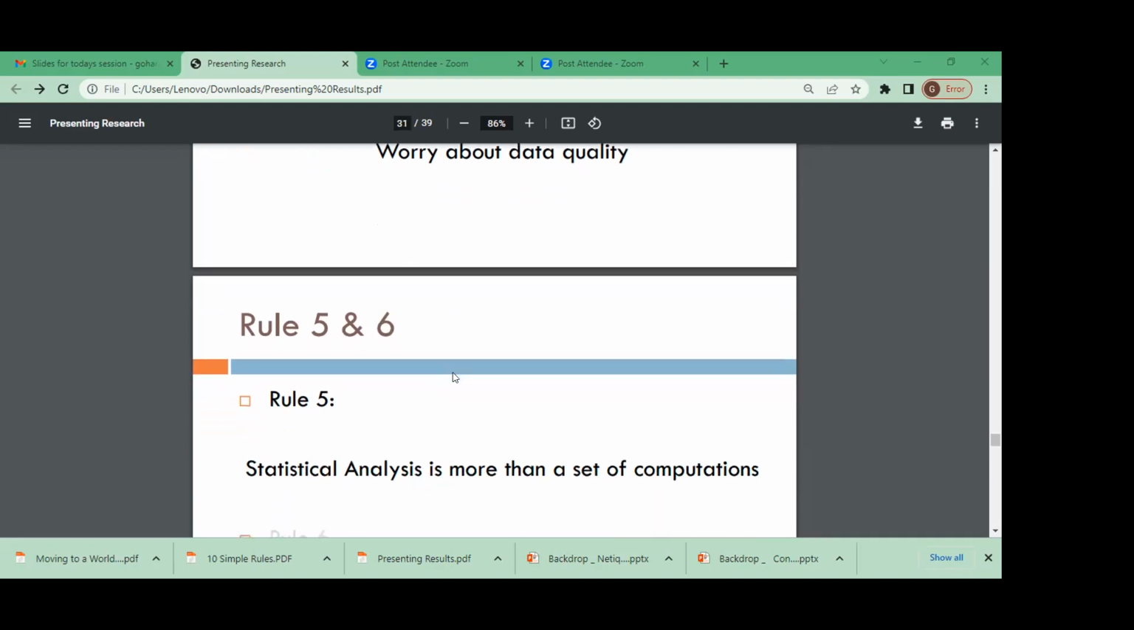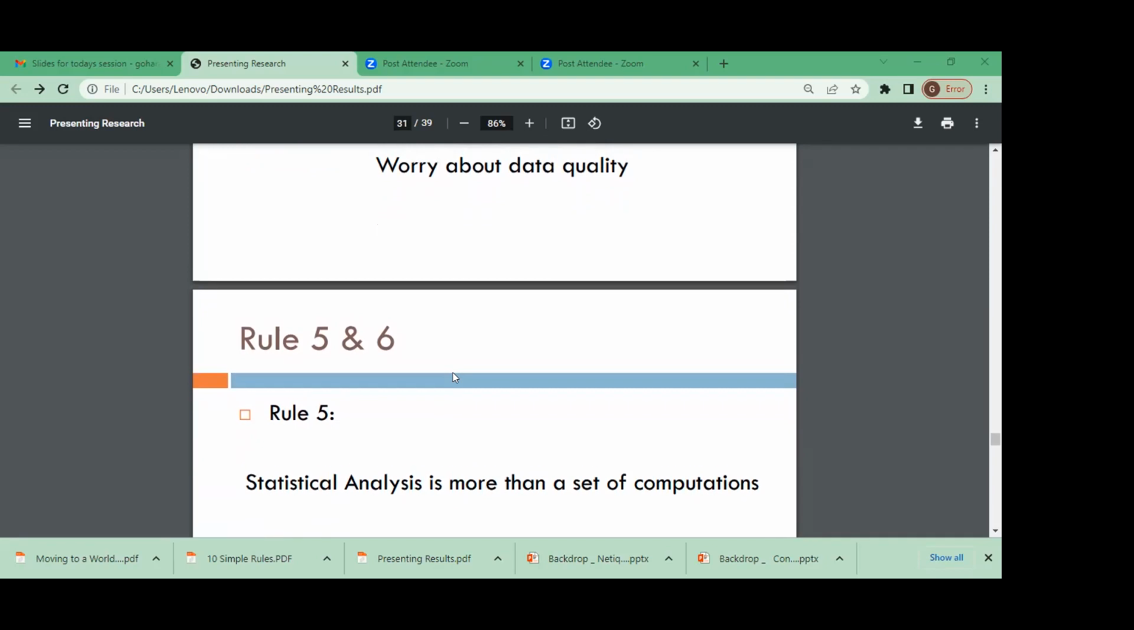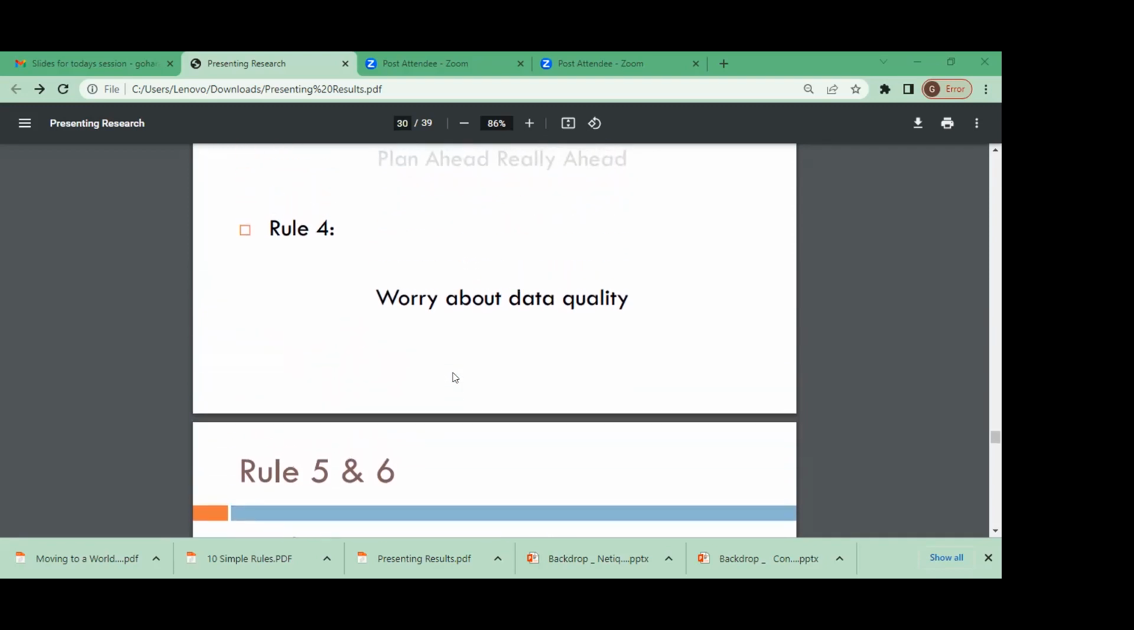So you really need to worry about your data quality, and data quality can be ensured from the very beginning. You can't really collect the data and then start worrying about the data quality. You've got to worry about the data quality from day one, such as what your non-response rate will be and how people will respond to these questions.